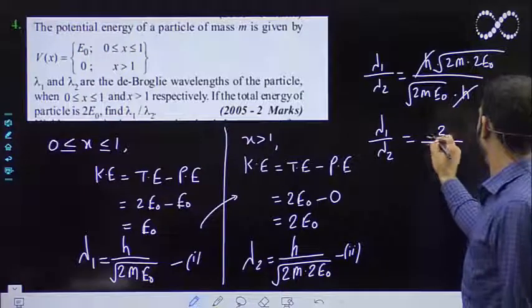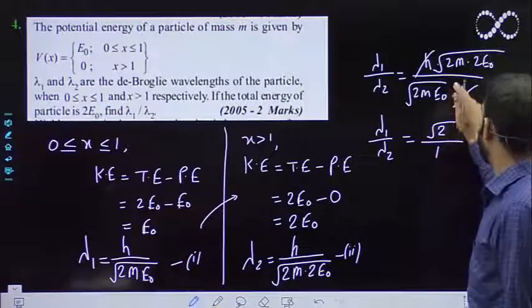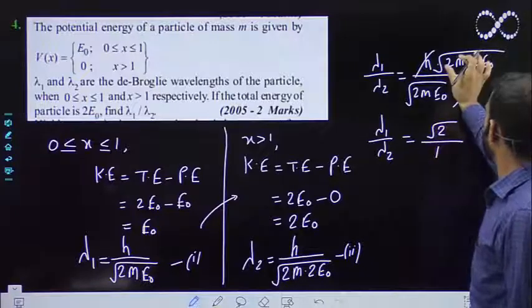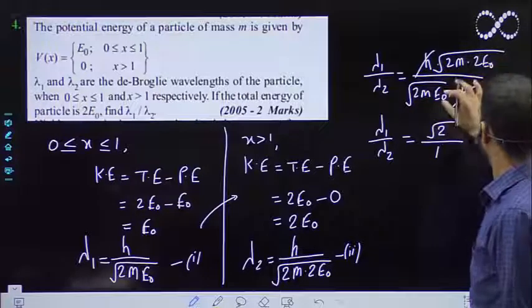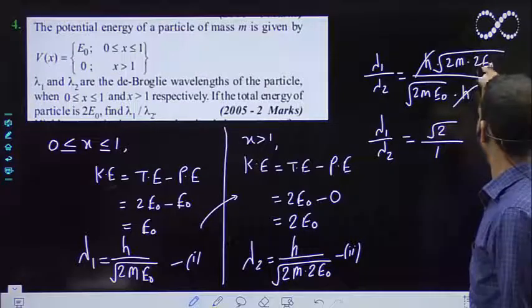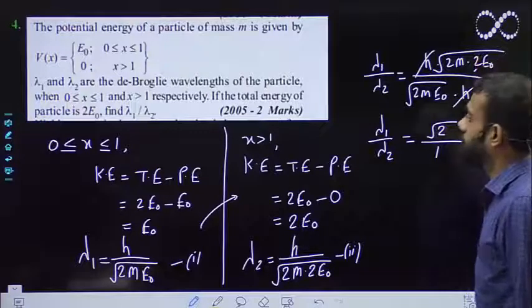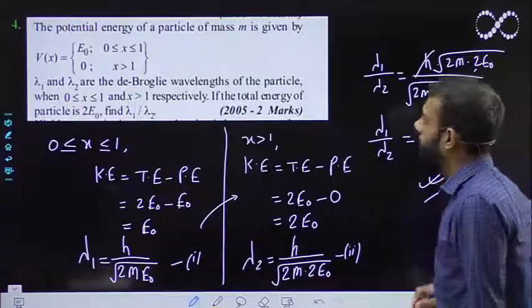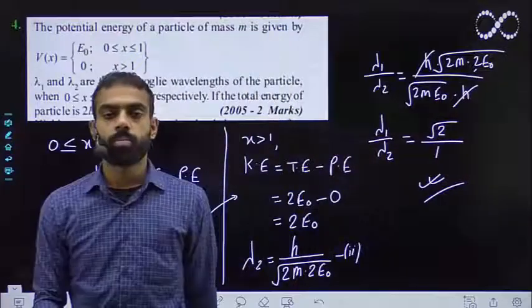So you get root 2 upon 1. Because 2m will get cancelled out, E naught will get cancelled out, these 2 will remain left, so root 2 upon 1. So this is the answer. Okay students, I hope you understood this question.